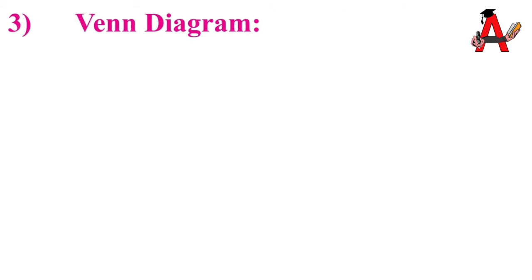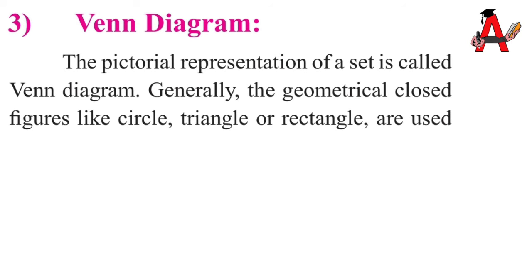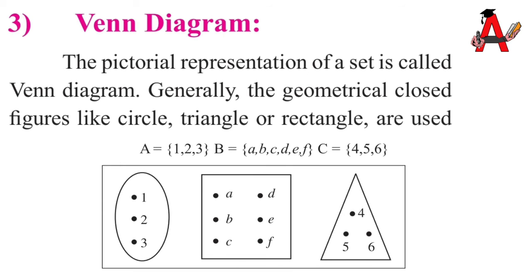Whereas in a Venn diagram, we can use a triangle, a square, or a circle, whatever. For example, in this given example, A is 1, 2, 3, so it is one set. B is A, B, C, D, E, F, the second set. And C is the third set, 4, 5, 6. So you can just put them in any rectangle or triangle, and that is called a Venn diagram. This Venn diagram method is very useful in future whenever we try to solve questions at different levels. We'll come back to it.